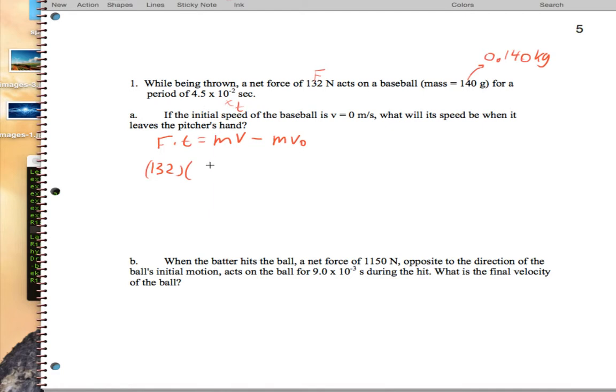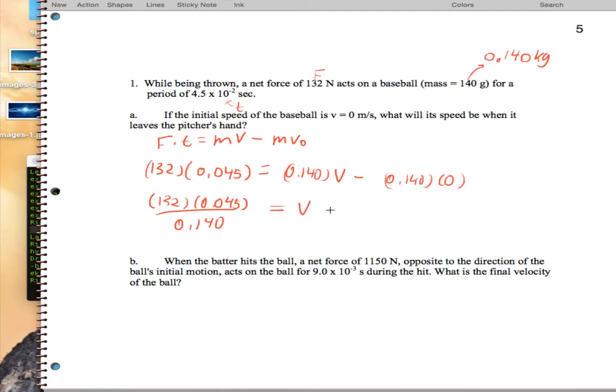So this is 4.5 times 10 to the negative 2, so that's going to be 0.045 seconds. So you might want to brush up on scientific notation, which I really don't use in this class, but for this problem it seems to have popped up. So then we'll have 0.14 times the V final minus 0.140 times, well, no speed at all. So our actual final speed ends up being 132 times 0.045 divided by 0.140.